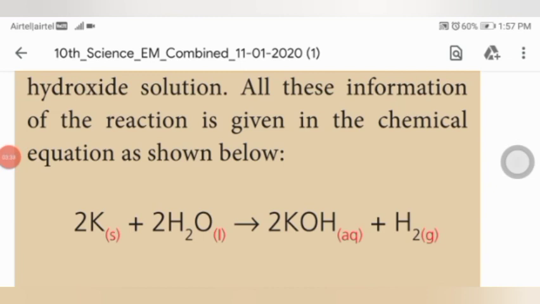Potassium is present in the solid state. Water is present in the liquid state. Potassium hydroxide is present in an aqueous solution. Hydrogen is a gaseous substance. These physical states are represented in a short form in a bracket, written as a subscript of the formula.